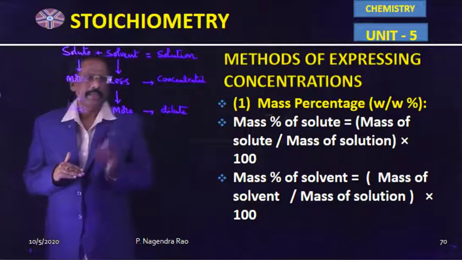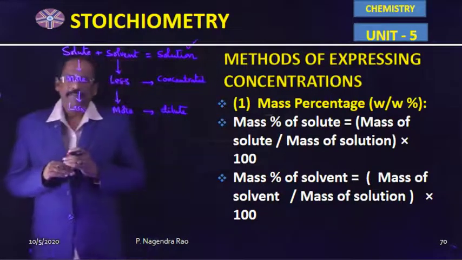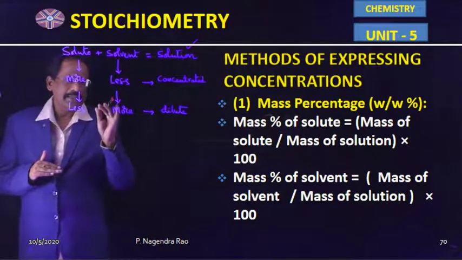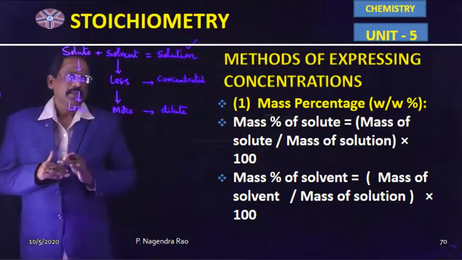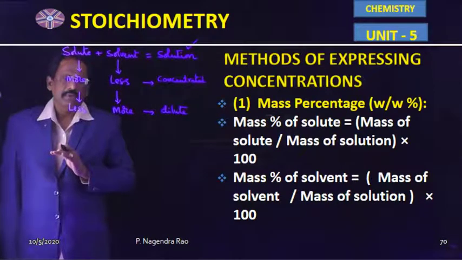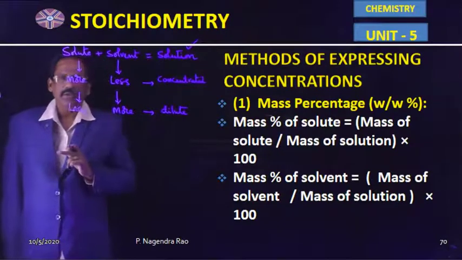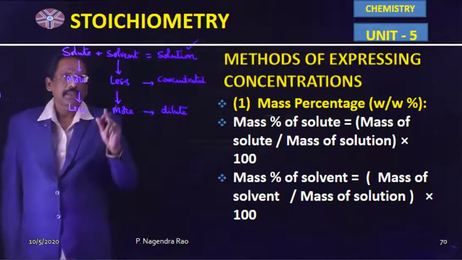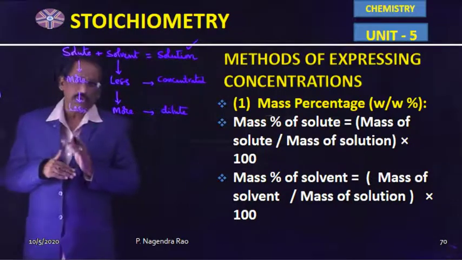Now how to express the concentration of the solution? One of the expressions is mass percentage of the solute. From this solution, if you want to calculate the mass percentage of the solute, the formula is mass of the solute divided by mass of the solution into 100 gives the mass percentage of the solute.